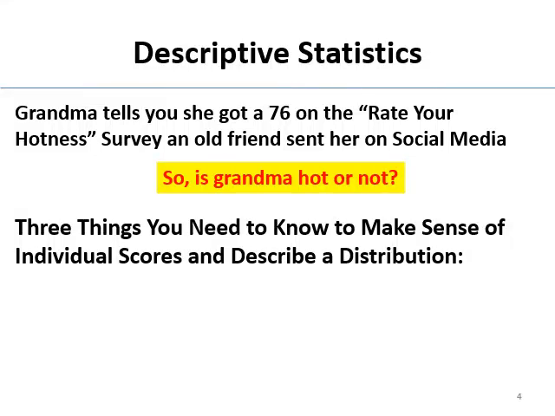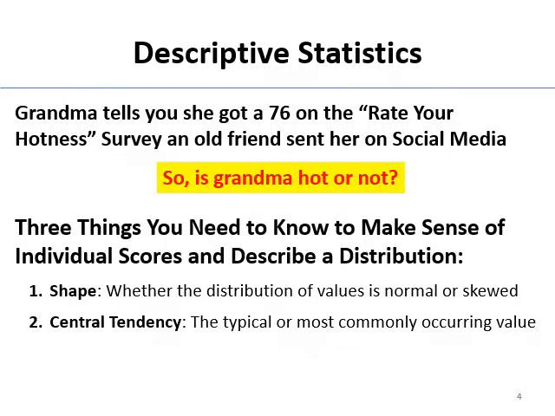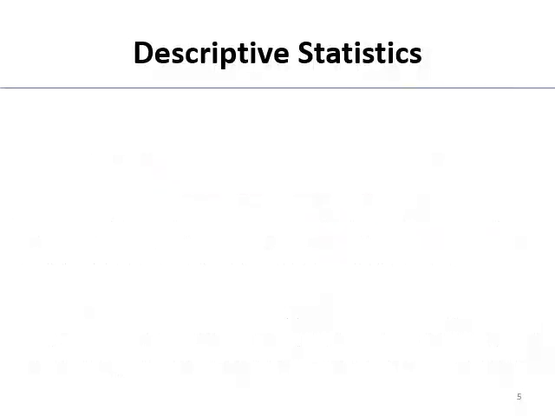So this is what you need to know in order to interpret grandma's hotness score. One is the shape. So you need to know whether the distribution is normal or skewed. We're going to talk about each one of these a little more. You need to know central tendency. And central tendency is the most typical score in a distribution. What's the most commonly occurring value in a distribution? We call that central tendency, where they tend to cluster. And finally, how spread out are they? That's variability and dispersion. Did everyone get the same score or almost the same score, or are they really widely spread out? So shape, central tendency, and variability or dispersion, whichever term you like.